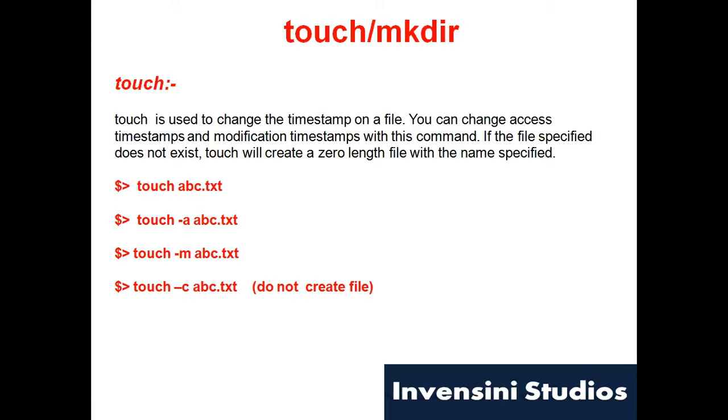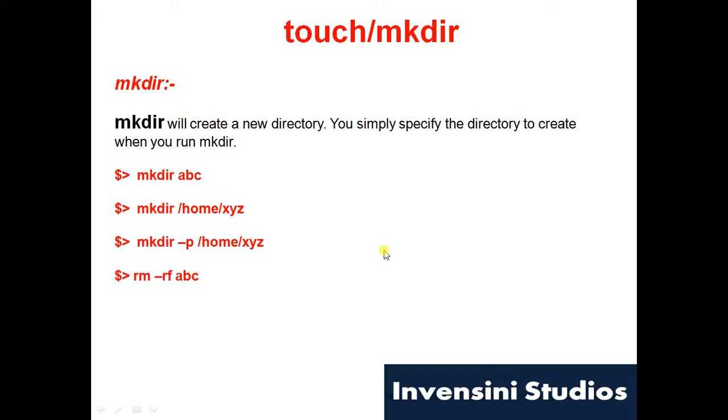Similarly, suppose I want to change not only the modification time but the access time, I will say touch -a and the name of the file. It will change its access time. And suppose there is a case where I want to change the modification or access time, but I don't want to create the file if it does not exist. Then I use -c. We'll see that in detail.